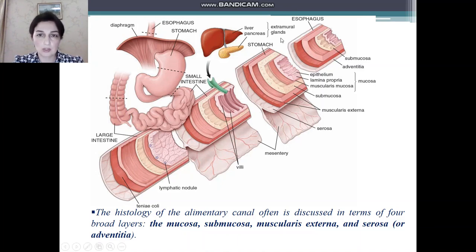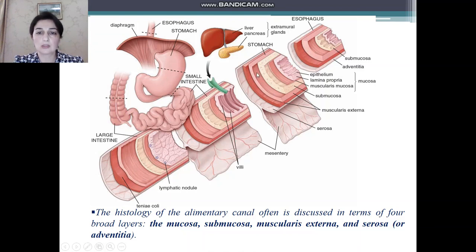So the submucosa. Let's look here, that is the submucosa, more whitish colored. Submucosa includes dense irregular connective tissue. It includes plexuses of blood vessels, lymphatic vessels, and also nerve plexuses. In the esophagus and in the duodenum, we will also see glands inside of this submucosa. Then we have the muscularis externa, that is the muscle coat.